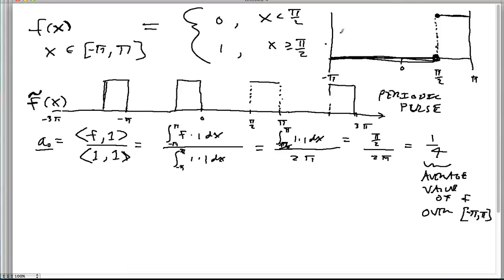Notice that's true. You see that it's 1 for 1/4 of the time, and it's 0 for 3/4 of the time. So the average value over the entire interval is going to be 1/4. That's always true with a0. That Fourier coefficient always represents the average value over the interval. So now let's compute our function.